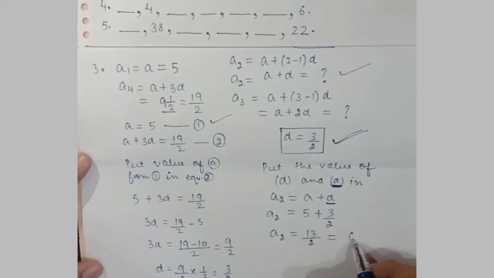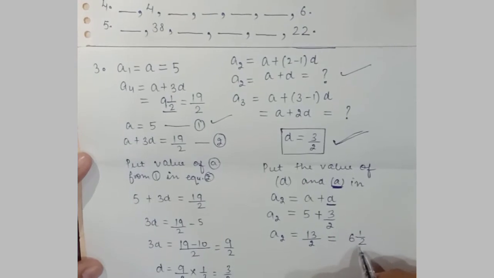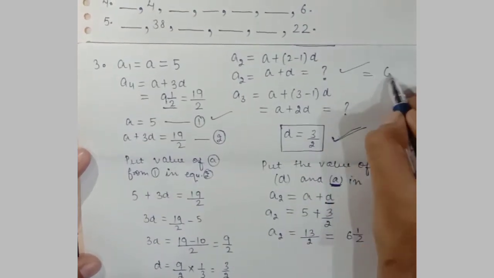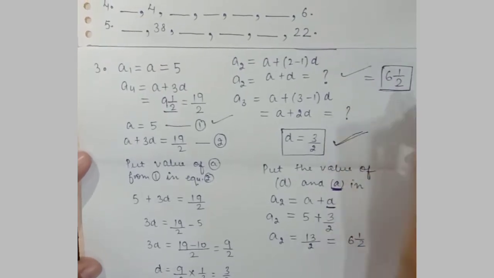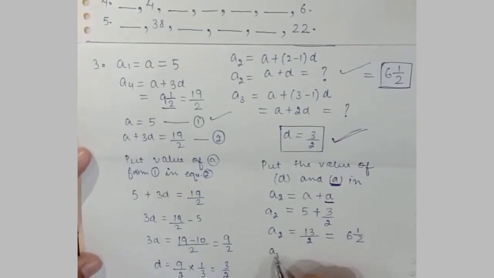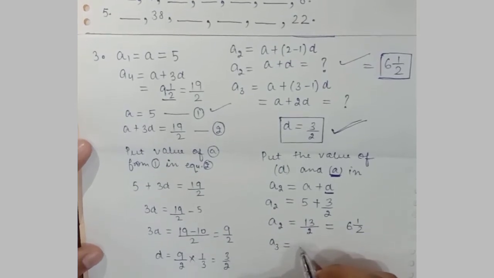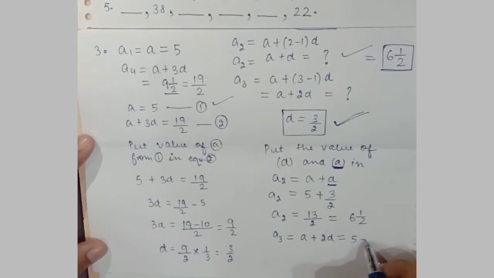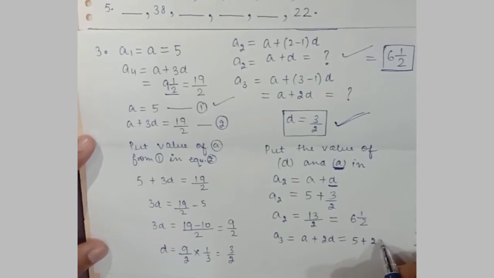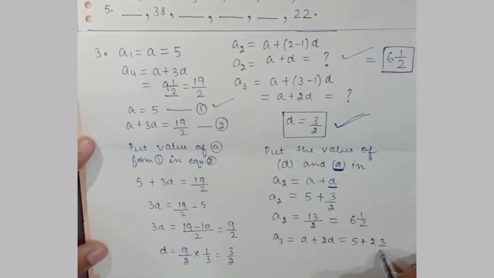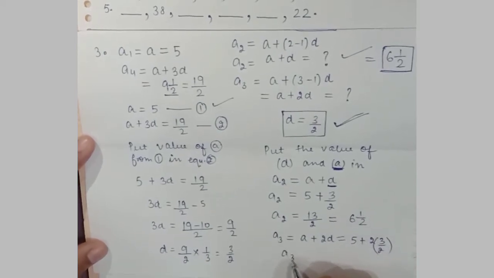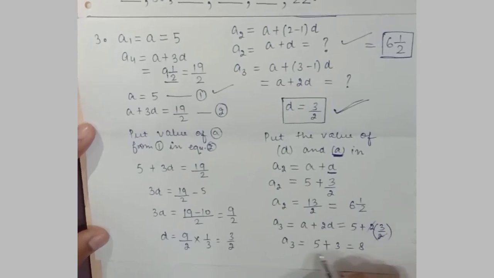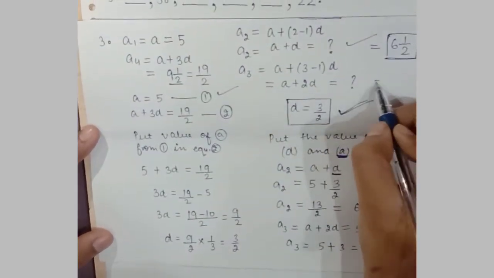We also write it as 6.5. Our second term is 6.5. Now for the third term, a3 is a plus 2d, a is 5 and d is 3 by 2. So a3 is 5 plus 3, we get 8. Our third term is 8.